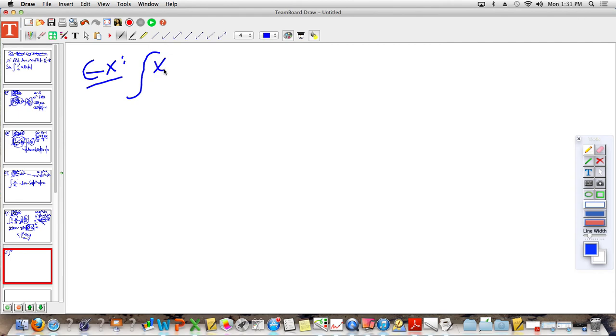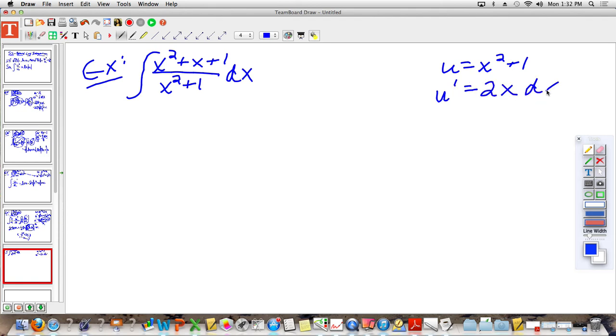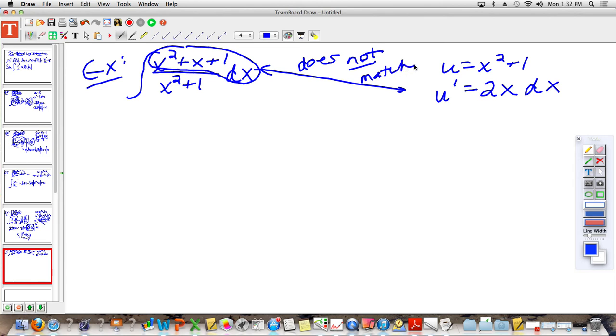The integral of x squared plus x plus 1 over x squared plus 1 dx. What's your u prime? We have an x squared plus x plus 1 dx. It does not at all match what I have over here for u prime. So I'm going to put a big reminder, a note in my notebook that does not match.